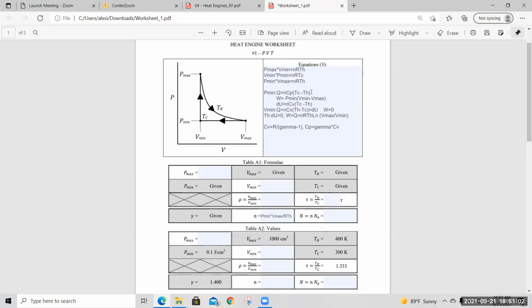The work in this case, you have to be careful in here. The volume changed from Vmax down to Vmin. And it's just the integral of P dV, but the pressure doesn't change, so it comes out of the integral.